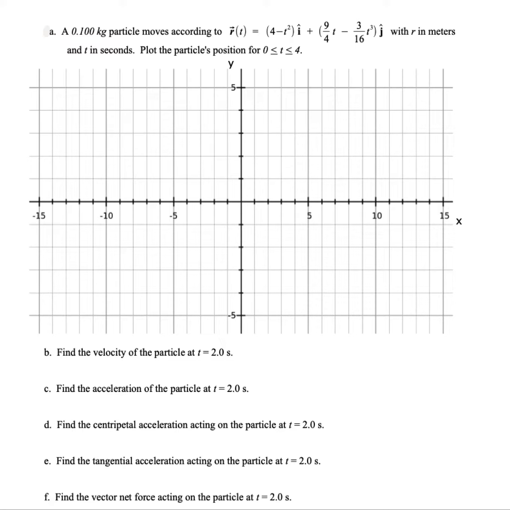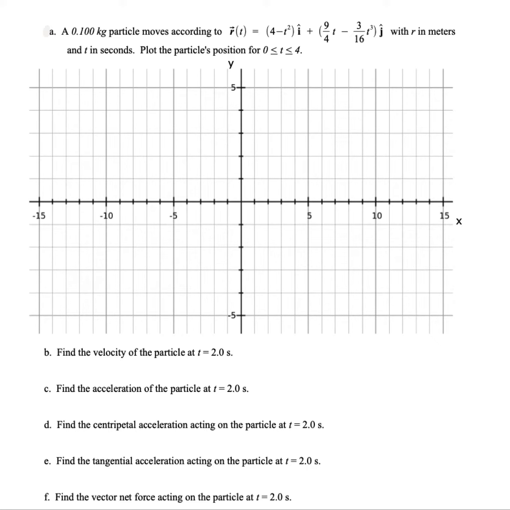All right, this time we have a vector position that's given as a function of t. It says a 0.1 kilogram particle will move according to r of t equals (4 minus t squared) i plus (9/4 t minus 3/16 t cubed) j, where r is in meters and t is in seconds. Can you plot the particle's position for the times of 0 to 4?